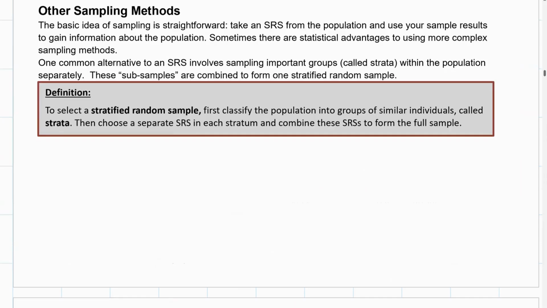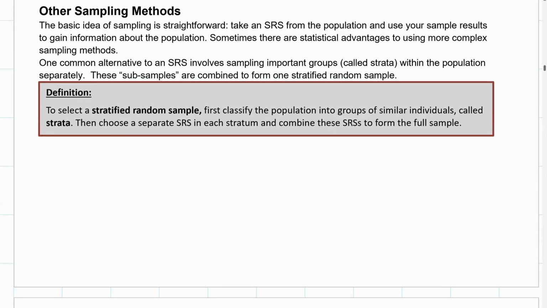Other sampling methods can be used. One of them is called the stratified random sample. Simple random samples are always fine, but let's take this for instance.